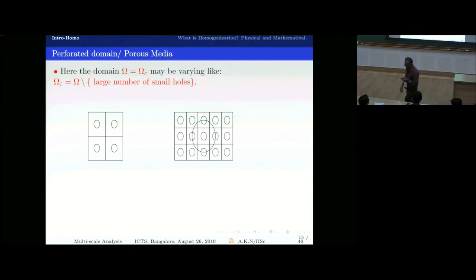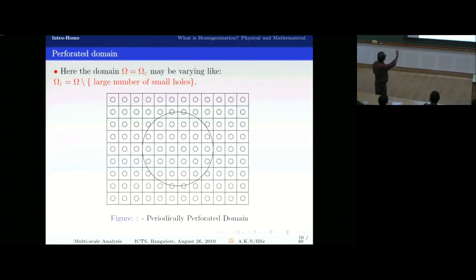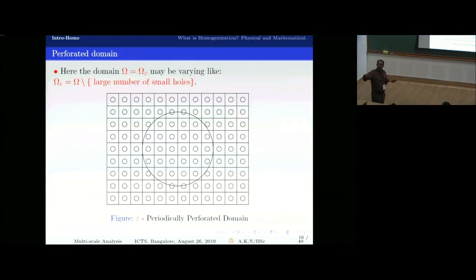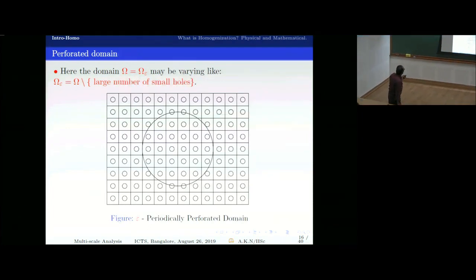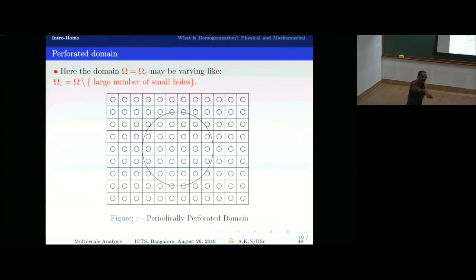So mathematically, you have more and more holes. You will have a domain omega, removing a large number of small holes, either keeping the total volume of the holes the same or the total volume of the holes much, much smaller. So you have a problem in a varying domain with a large number of holes, and you want to study the limiting behavior of that. That's the second class of problems.